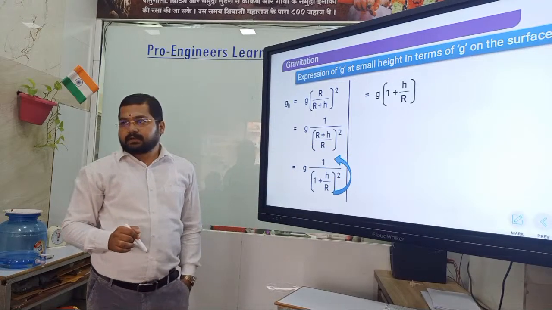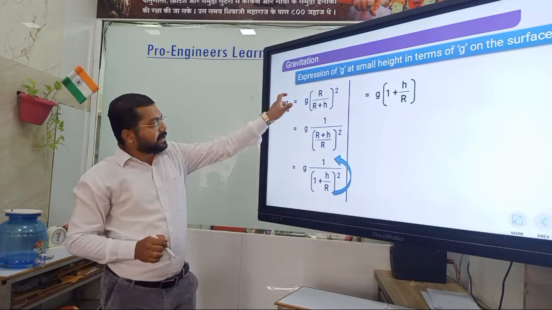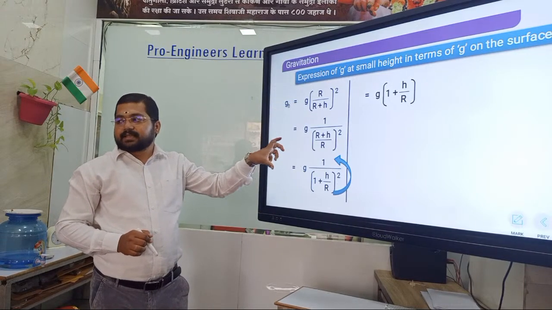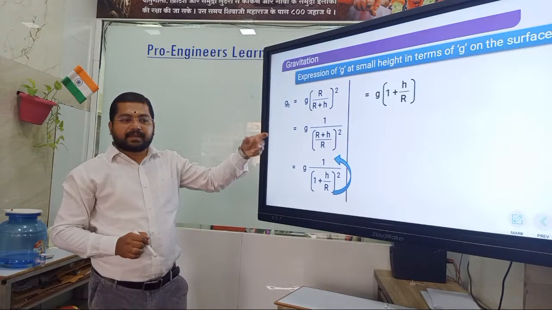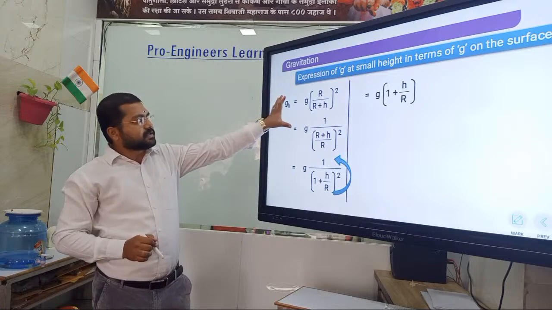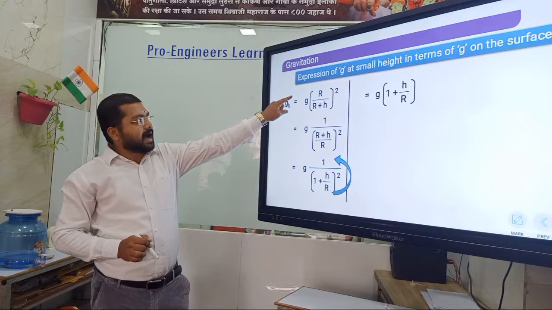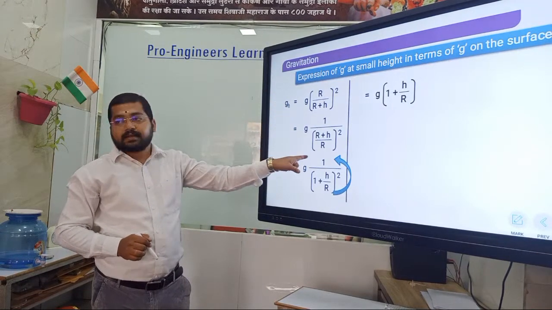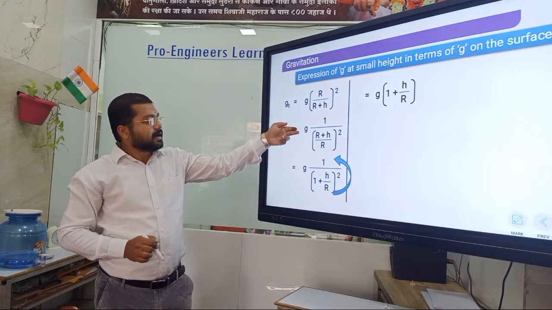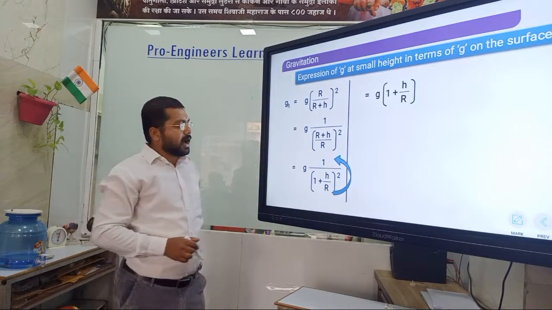So what we have done, there is no need of taking that in the inverse, but as we are decreasing the height, we need to understand what happens if the height goes on changing. So just for consideration, I have taken that r upon r plus h in the denominator. So it became transpose of it, r plus h upon r.